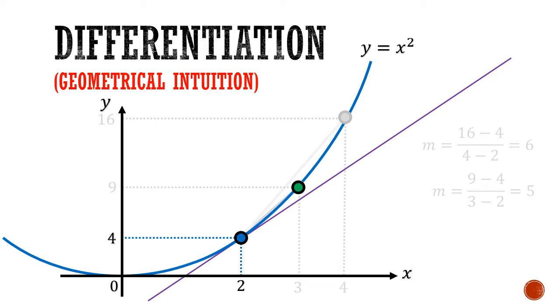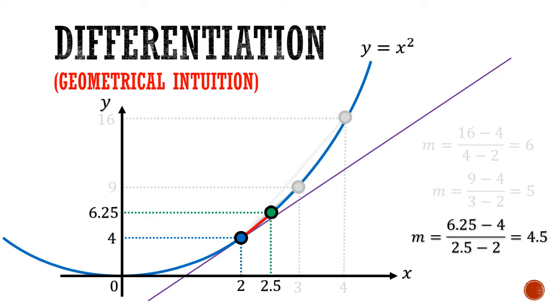And we can keep improving our estimation by ever shifting the green point closer to the blue point. You can see that at x equals 2.5, the gradient of the red secant is now 4.5. You can see that the gradient of the red secant line is given by the change in y divided by the change in x. I use this triangle or delta symbol to denote a change in y and the change in x. What we want to do is to keep making that change in x smaller and smaller to get better and better approximations of the gradient.